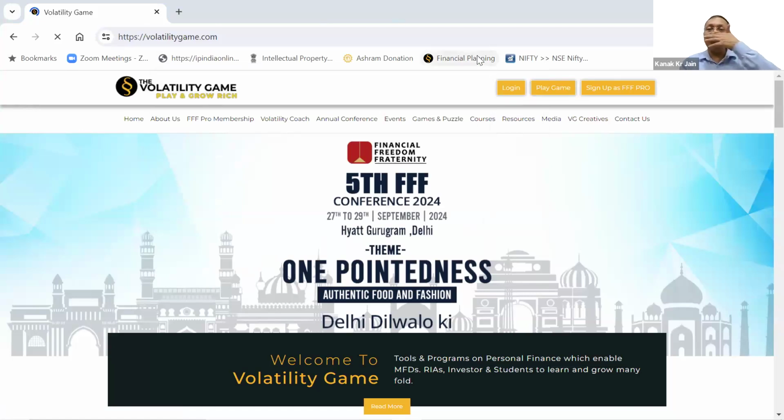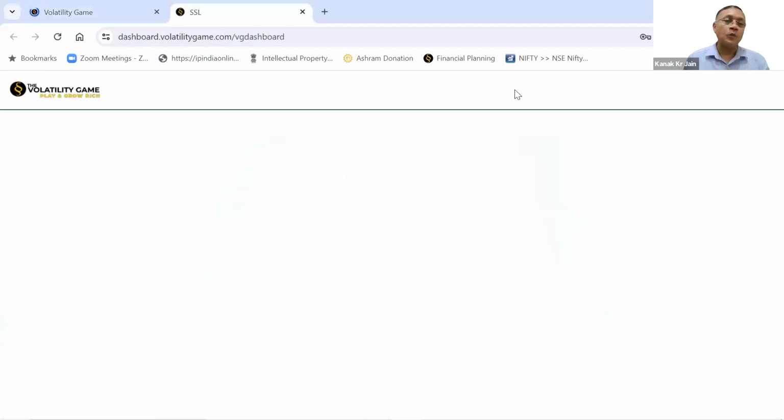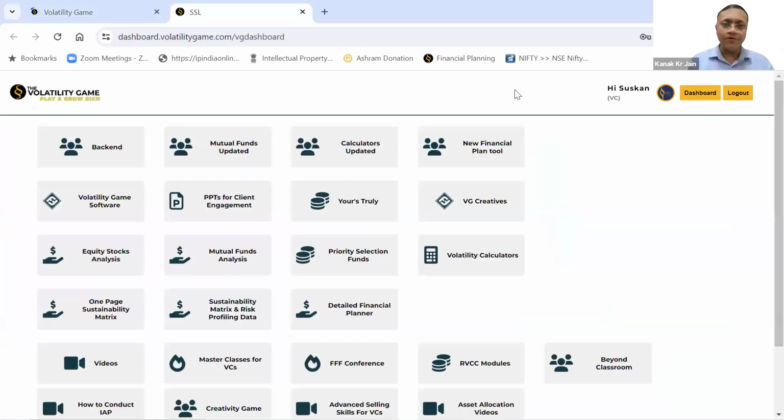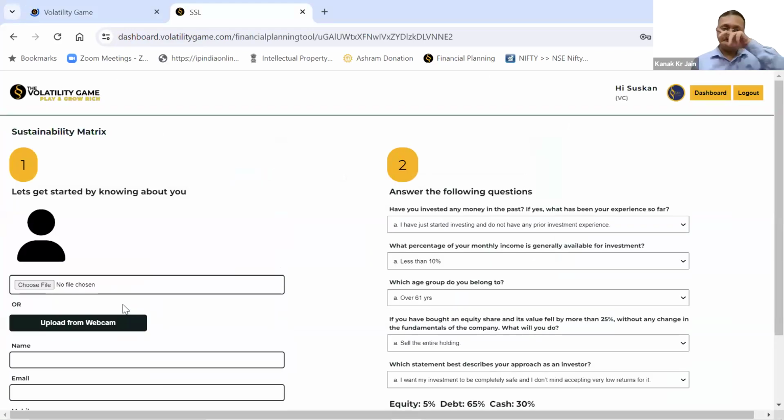Once you go to this, there is a sign up as FFF Pro. For volatility coaches and existing members, you can just log in with your user ID and a password and you get inside. And sign up for free, you will get it for 7 days. And in the next 7 days, I will share with you how you can best utilize this. There are quite a number of links for downloads and all. So for now, you do this one-page sustainability matrix. You go there and you click this.